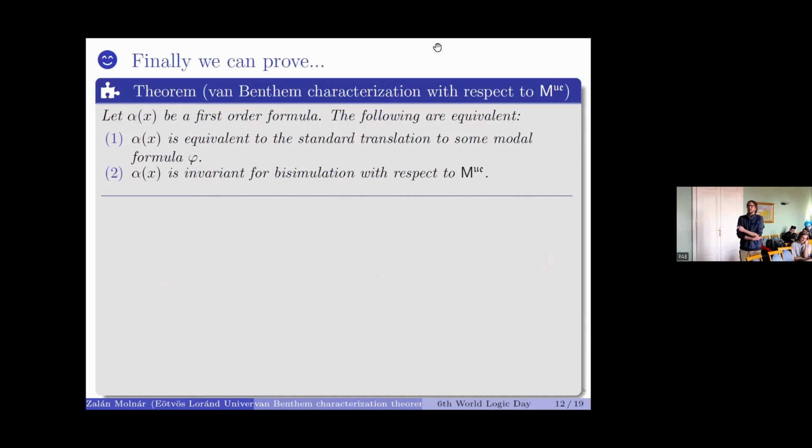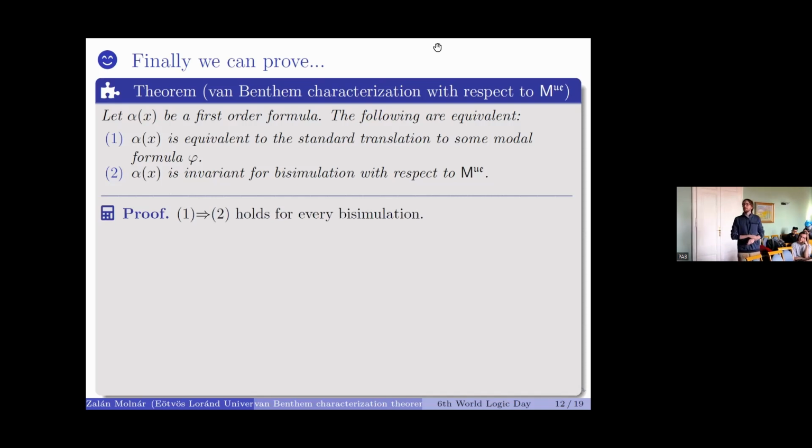to see and to prove the theorem for today, which has the following content: given a first order formula alpha, the following are equivalent. Alpha is equivalent to the standard translation of some modal formula phi, or alpha is invariant for bisimulation with respect to the class of all ultrafilter extensions. And how will we prove it? We will make a twist and turn around with this construction of unraveling covers and multipliers, and using bisimulation and the lemmas that we have done so far.